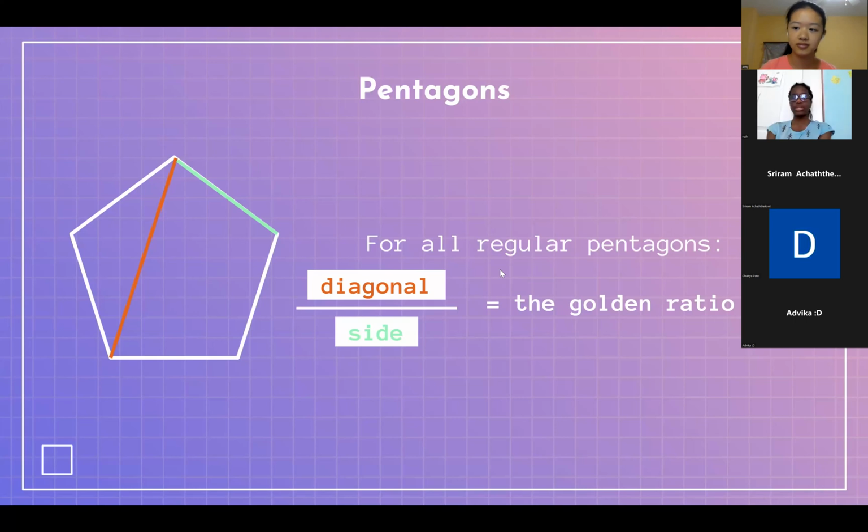So the next one is regular pentagons. For all regular pentagons, if you take the diagonal, which is shown with the red line, and the side length, then that is a golden ratio.